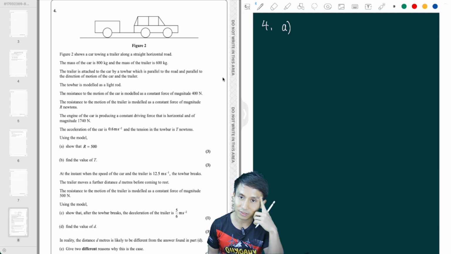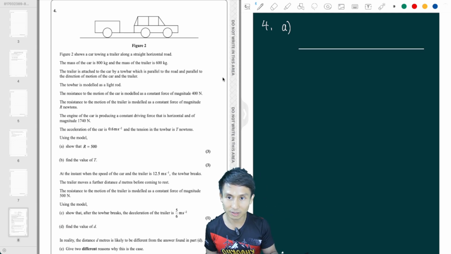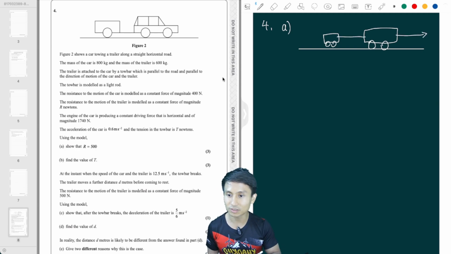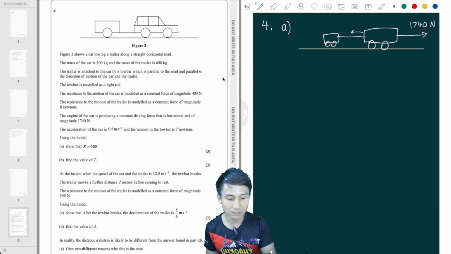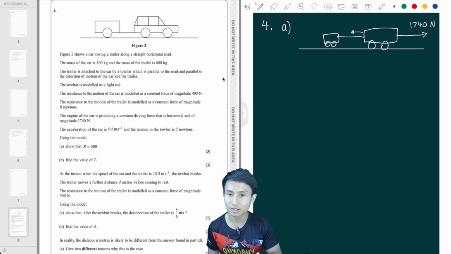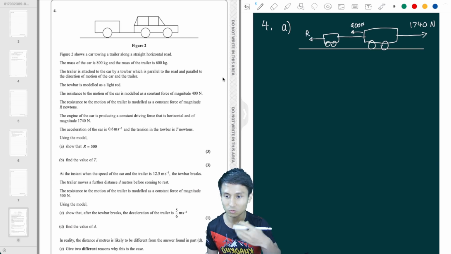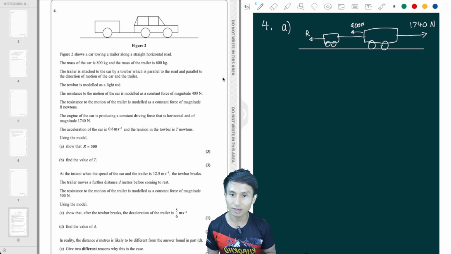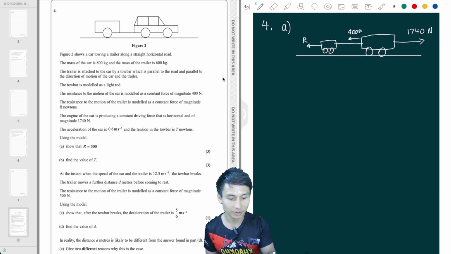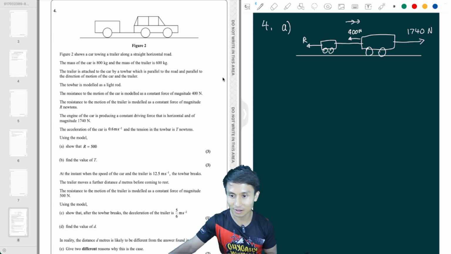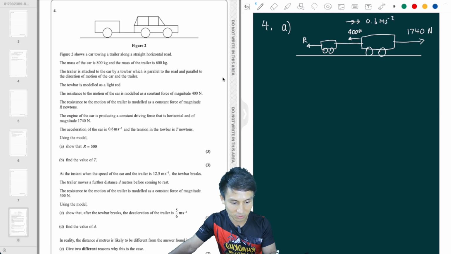So for A, we need to find R first. We have a car here, so I'm just going to draw a car bigger because its mass is greater than the trailer. The trailer is a little guy. There is an engine force driving the car forward of 1740 newtons, and then there is a resistive force pulling the car backwards of 400 newtons, right? There is also a resistive force pulling the trailer backwards, which we want to find in question A first. And the acceleration of the motion of the system, this is a connected particle system, is given to be 0.6 meters per second squared.